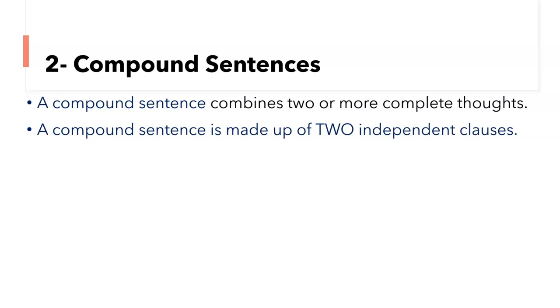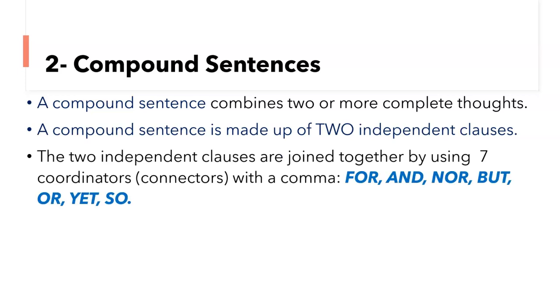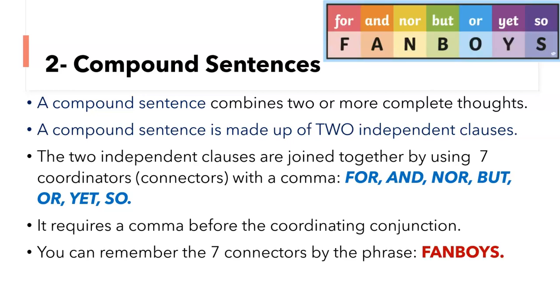Remember the mistake we went over in class when I said, okay, you don't need a comma here, you need semicolon. The 2 independent clauses are joined together by using 7 coordinators. And what's the meaning of coordinators? It means connectors or conjunctions with a comma. For example, these 7 are for, and, nor, but, or, yet, and so. And we call these fanboys.